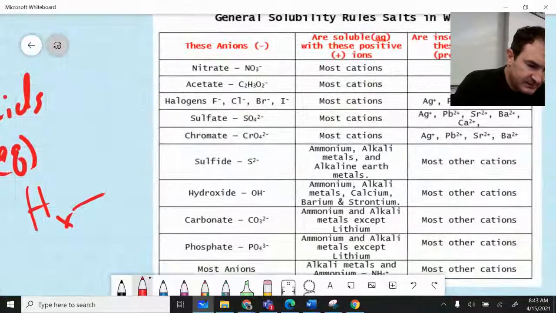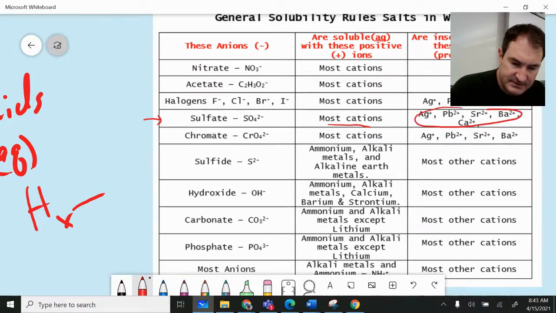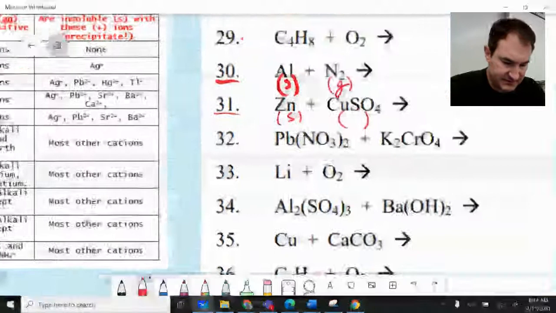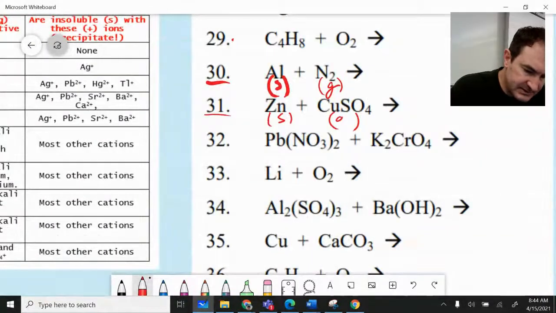Okay, so let's look here. Copper sulfate. Sulfate's here. Most cations sulfate's soluble with, except for these. And copper is not in that group, which means it fits under most cations, which means it does dissolve in water, and so it's aqueous. Okay, so we'll go ahead and put that in for the copper 2 sulfate. Aqueous, because it dissolves. All right.